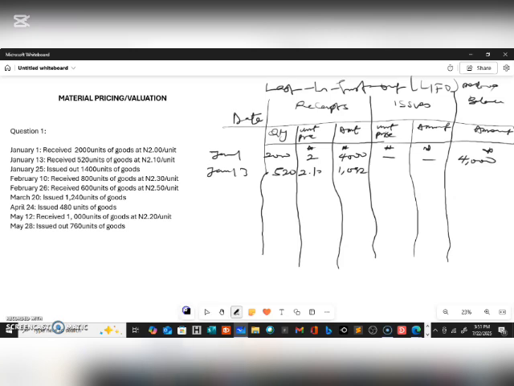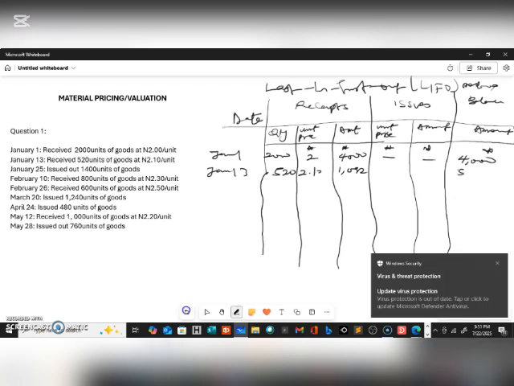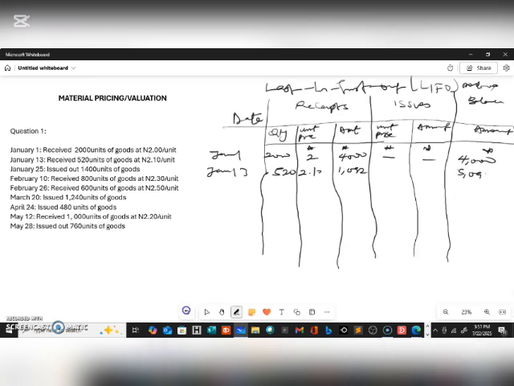We're going to add this because we received this item again. We are going to write the value, that is 1,092 plus 4,000. This will give us 5,092, because we add this 1,092 to this to give us this.